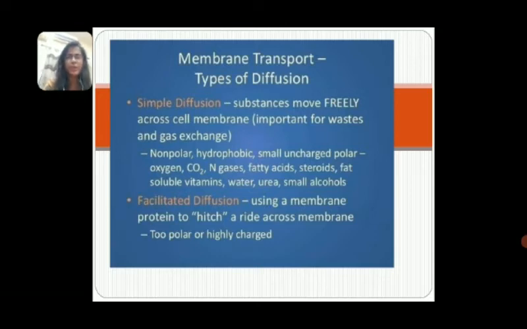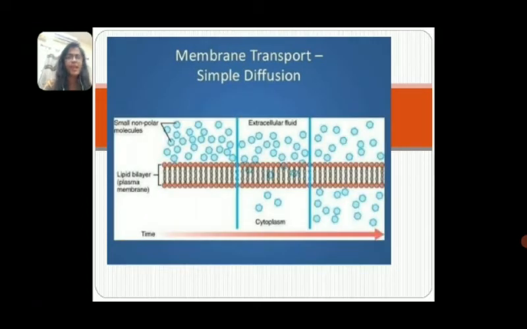For example, polar or highly charged molecules move across this. This is the diagram you can see. The lipid bilayer plasma membrane, you can see small non-polar molecules, cytoplasm and extracellular fluid. This is how it looks while transport.